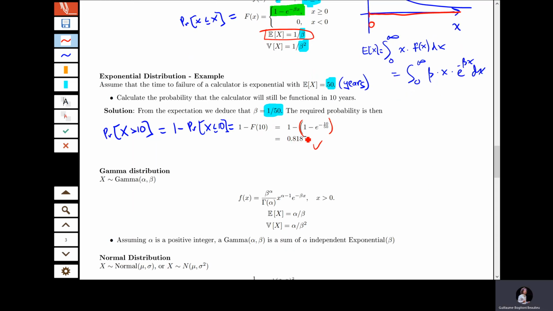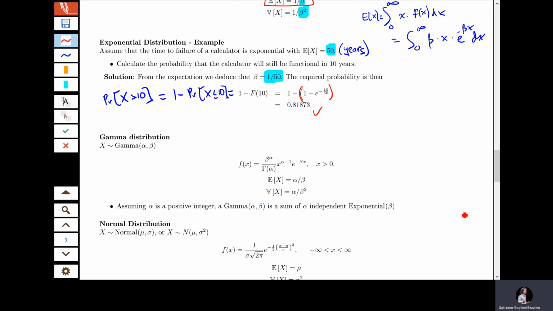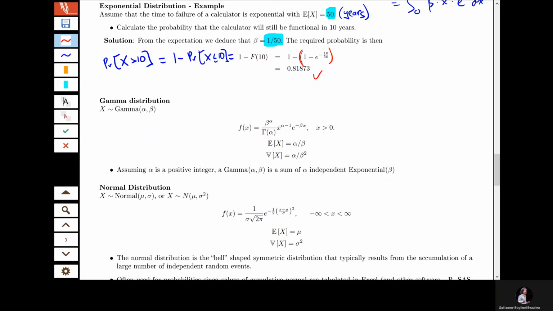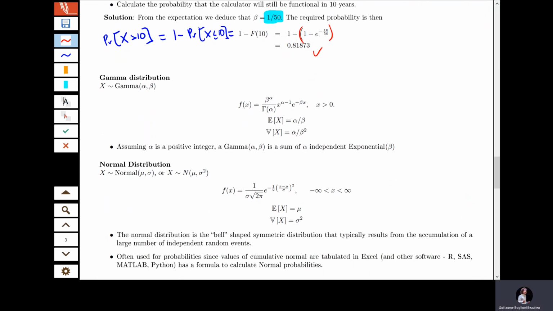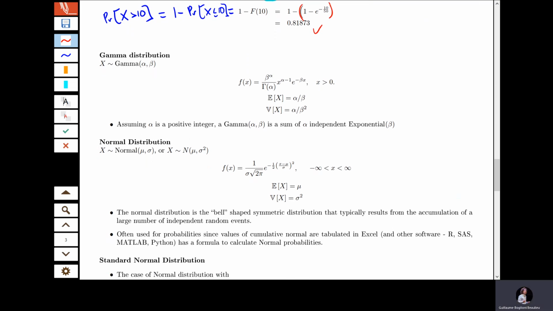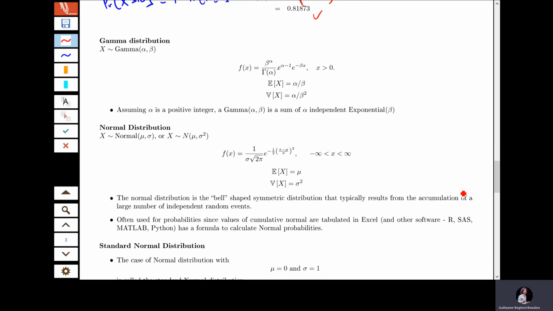And then as a sanity check, you can check that the likelihood the calculator is still alive, so to speak, after 10 years is quite high, like 80-something percent, which makes sense considering the expected lifetime of the calculator is 50 years. So it's likely it's still alive after 10 years. By alive, I mean functional. I don't want to live in a world where calculators are alive. Although with AI these days, you never know what can happen.